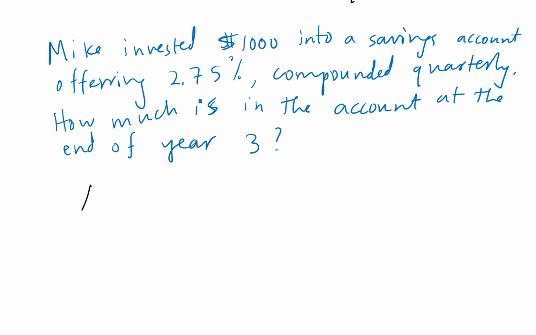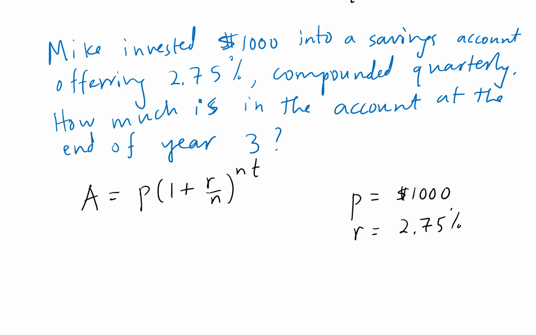So first, I always write down the formula. P times 1 plus R over N, NT. And I'm going to see what is given. So the principal P is 1,000. The rate is 2.75%, which can be written as 0.0275. If you divide 2.75 by 100, that's what percent means. You will get 0.0275. T is the time in years, which is 3 years. N is how many times compounded per year. It says compounded quarterly. That's 4 times.